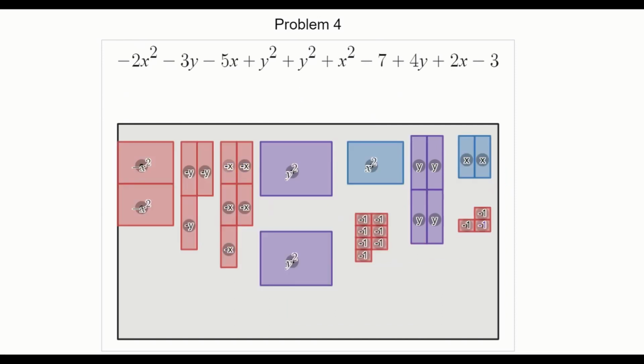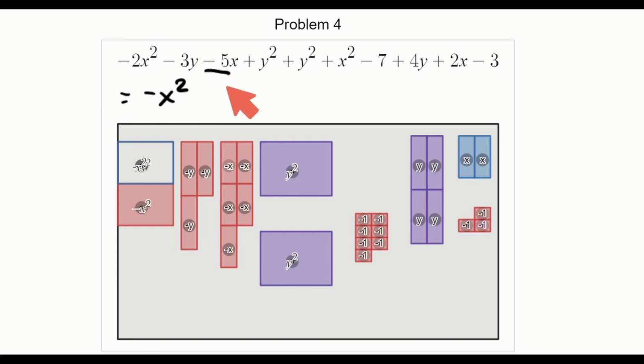Problem 4. Let's start with our x squareds. We have negative 2x squared and a positive x squared. What's negative 2x squared plus an x squared? Notice that these are opposites, so they're going to cancel out, leaving us with negative x squared.